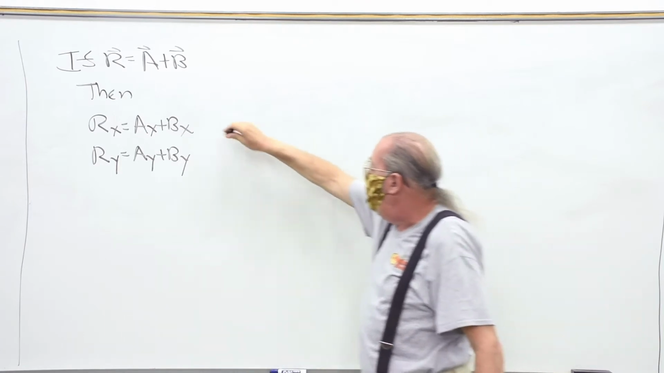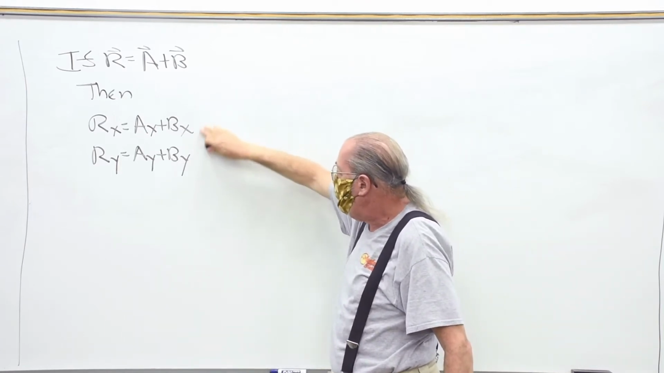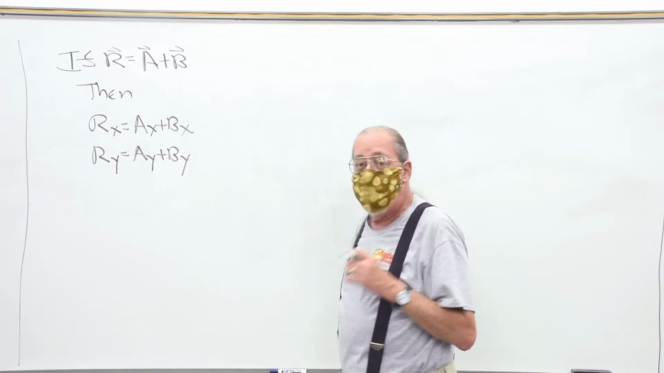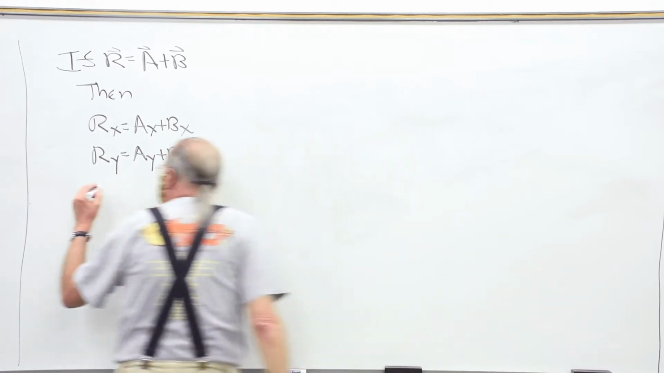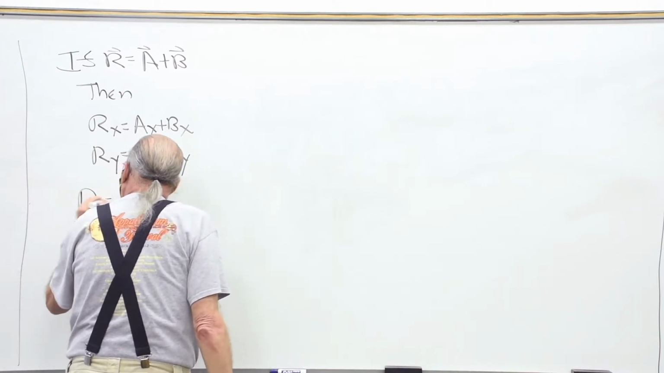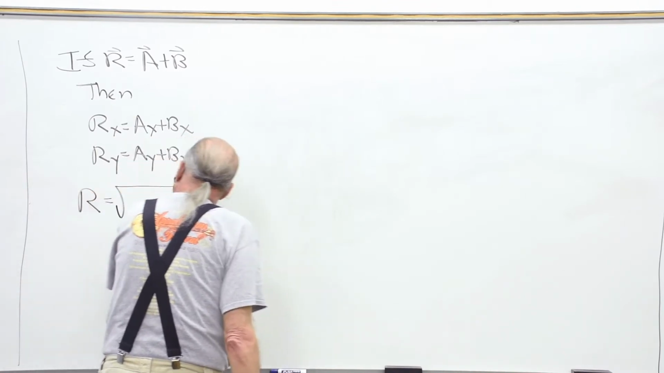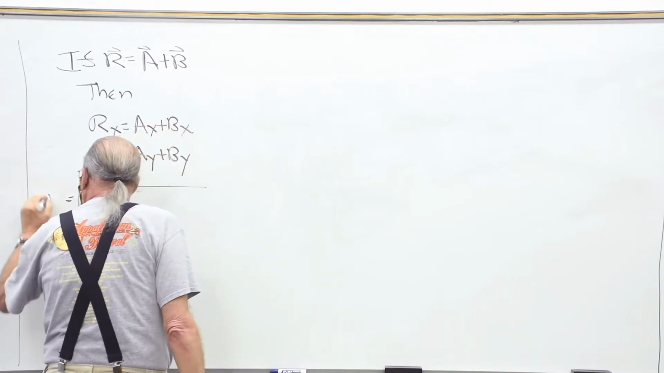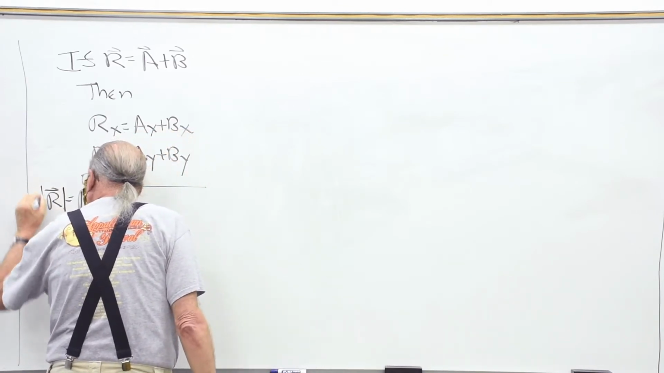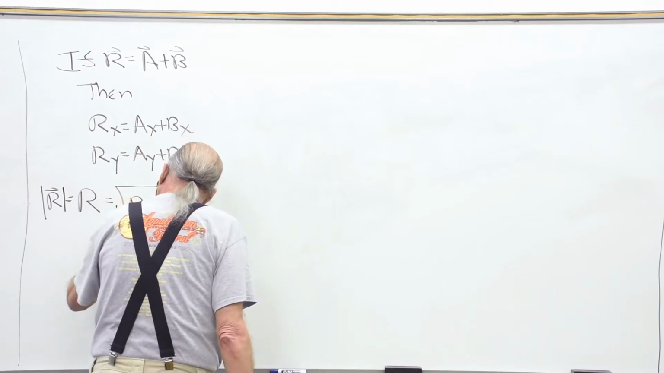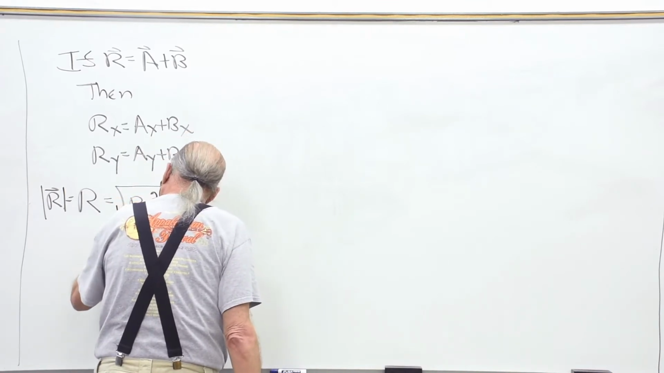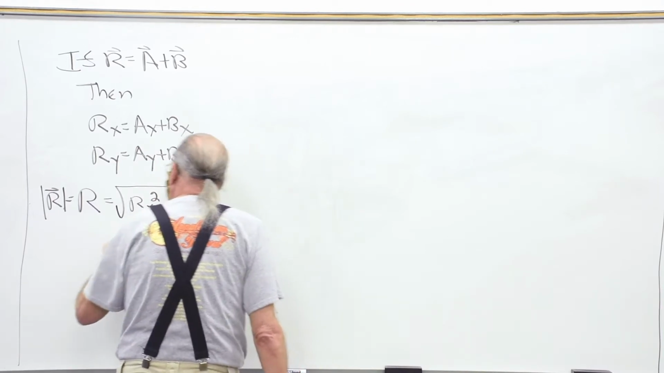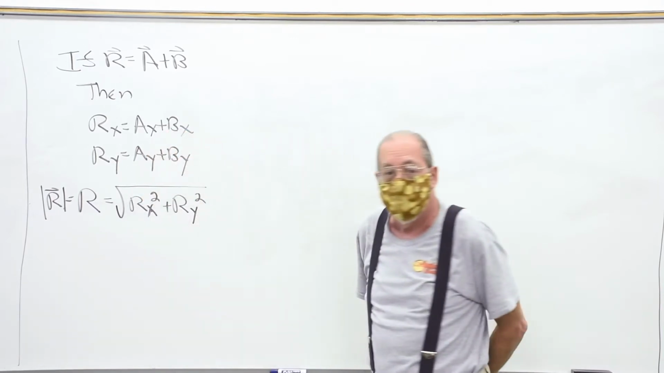Then, once you have the components of the vector, if you want it in polar form, we use the Pythagorean theorem and we say that the magnitude of that result, which can also be written as the absolute value of that vector, is the square root of the sum of the squares of the x and y components.